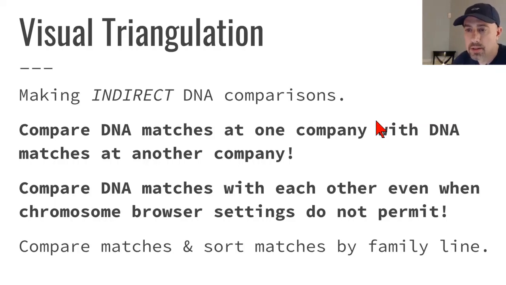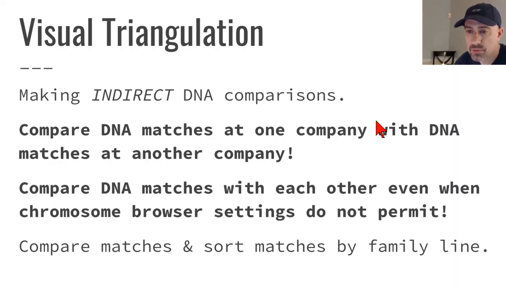So just a quick description of visual triangulation. Visual triangulation is a process where we make indirect DNA comparisons. By making indirect DNA comparisons, we're able to compare DNA matches at one DNA testing company with DNA matches from another DNA testing company. So we can overcome an obstacle there and amplify the power of our DNA match results by crossing those barriers.